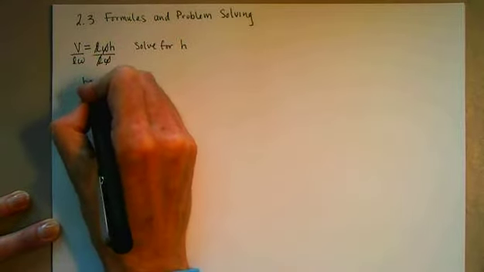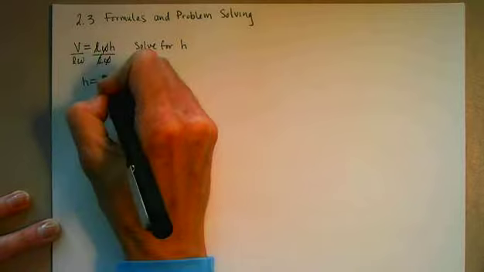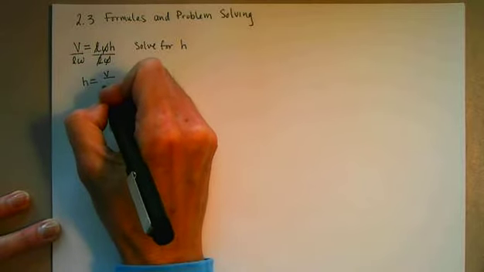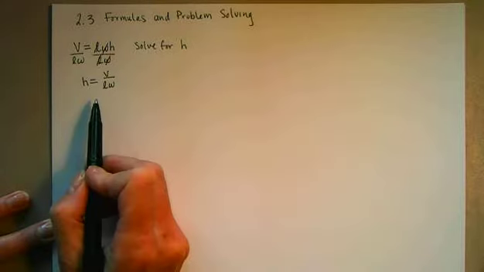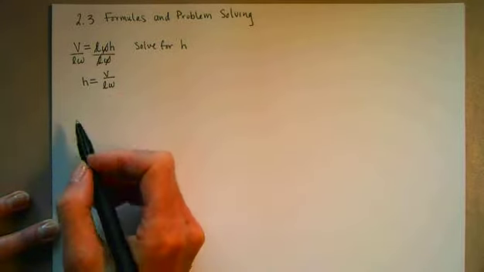I'm going to flip-flop that. And then I have h equals V over L times W. And that's done. That's your answer. Complete. Let's try another one.